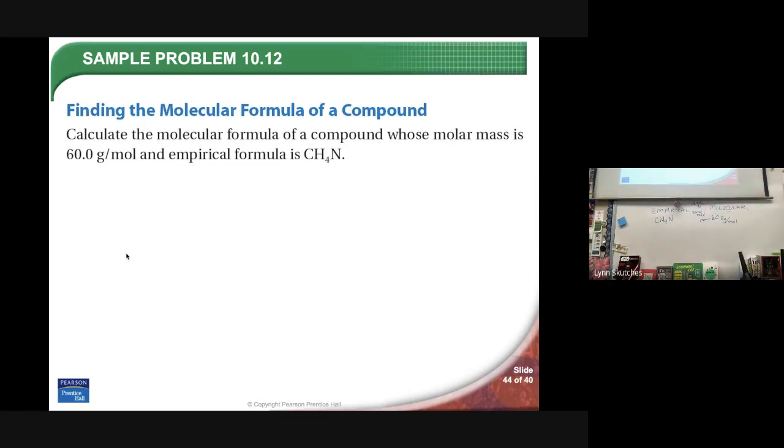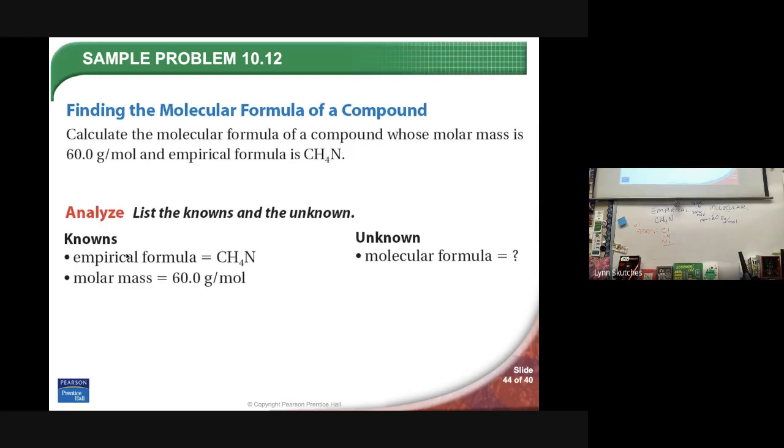Step number 1, find the molar mass of the empirical formula. 1 carbon, 4 hydrogens, 1 nitrogen. Okay, that's step number 1. Some of you might be able to do it in your head. These aren't too bad.